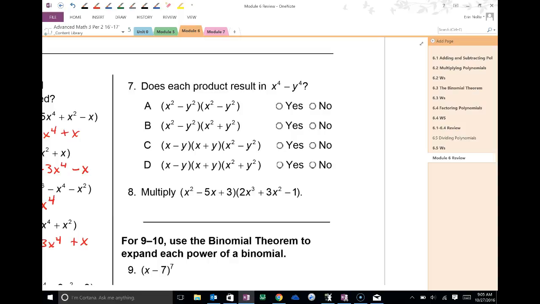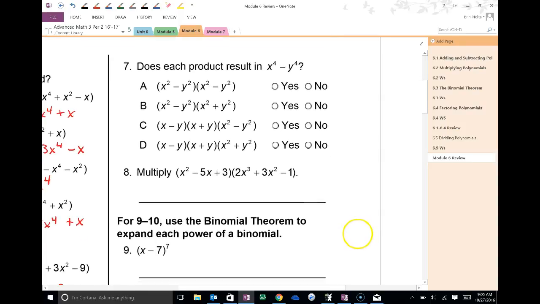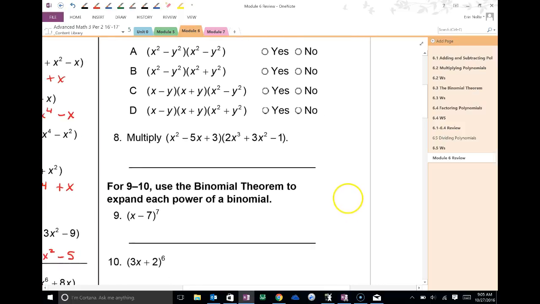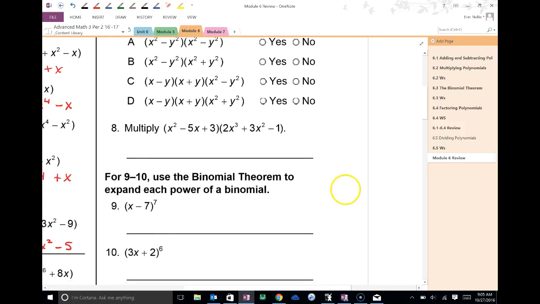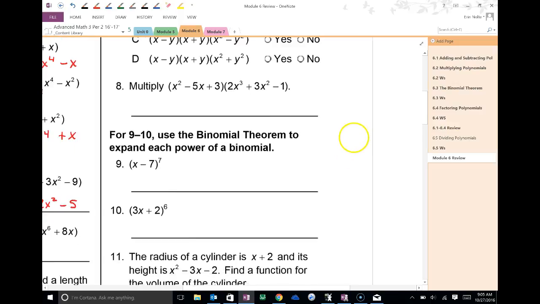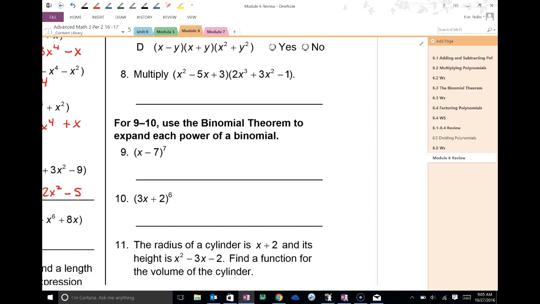It's a what? Okay, fair enough. Difference of squares. Everybody okay with difference of squares? Sure. A plus B, A minus B. Anybody want to tell me which one that is? I guess if you keep. B. Good. Okay, how would you do number 8?